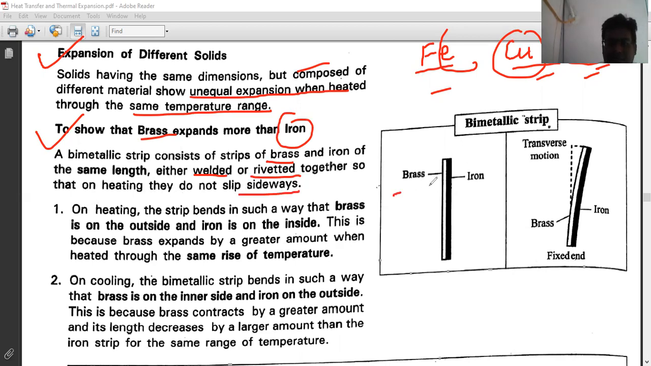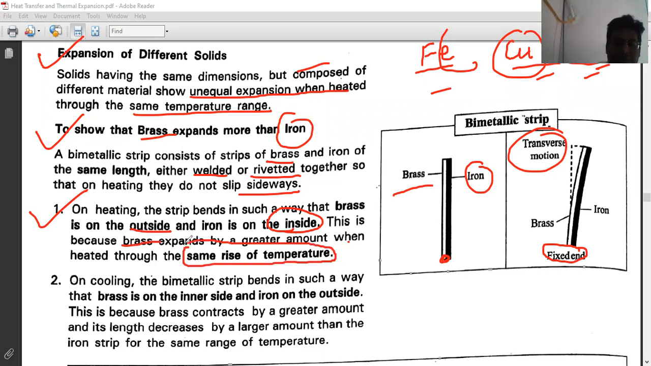Right? This one is brass and this one is iron. So this will show the transverse motion. This point is fixed, the bottom point is fixed, and they are heated to the same temperature. Right? So on heating, the strip bends in such a way that brass is on the outside and iron is on the inside, right? This is because brass expands by a greater amount when heated through the same rise of temperature, right?